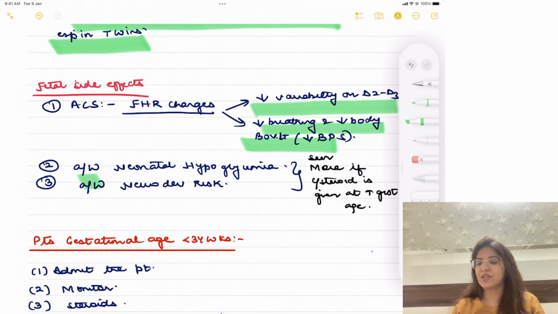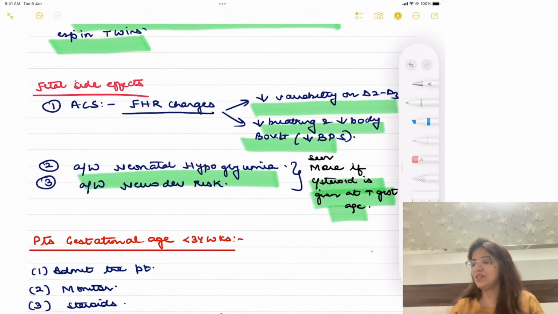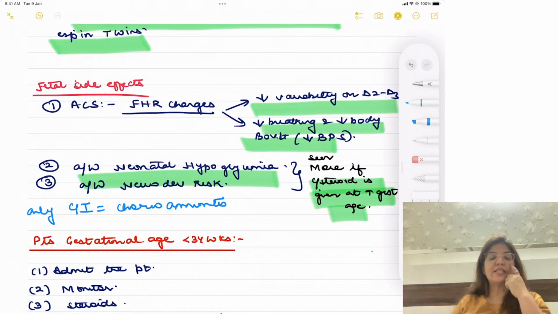Then corticosteroids are associated with neonatal hypoglycemia and with neurodevelopmental risk, but these risks are more if corticosteroid is given at an increased gestational age. That means if corticosteroids are given at more than 34 weeks, then these risks are more, right? The only contraindication for giving corticosteroid is chorioamnionitis. So if your patient has developed chorioamnionitis, then that's an absolute contraindication for giving corticosteroid, right?